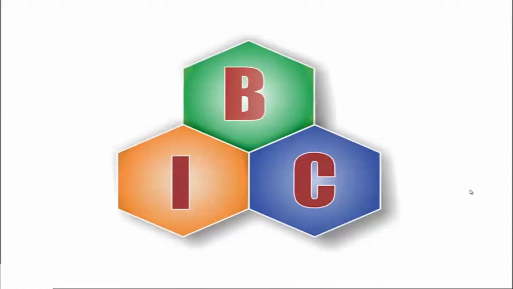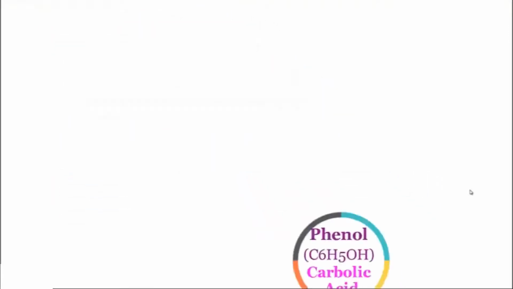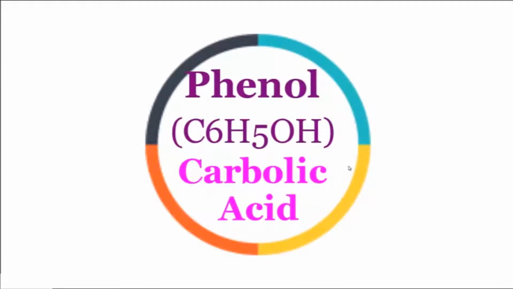Welcome to BIC's memory map on phenol. In this memory map, we are going to understand about phenol introduction, classification of phenol, different methods of preparation of phenol along with its physical properties. Come, let us start. Phenol molecular formula is C6H5OH. Phenol is also called carbolic acid.